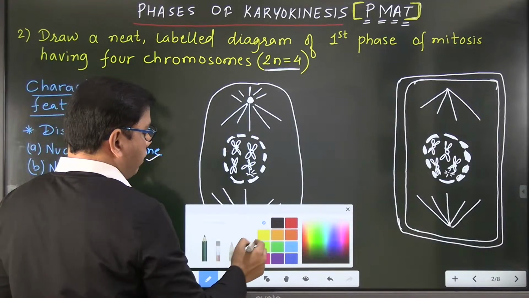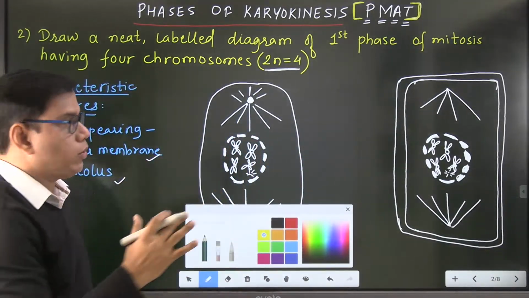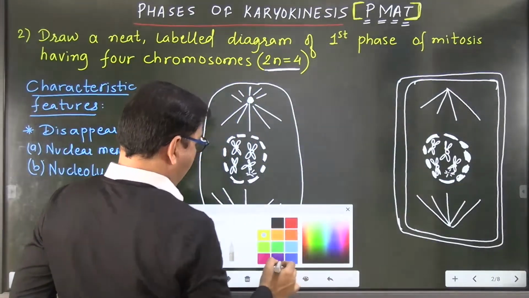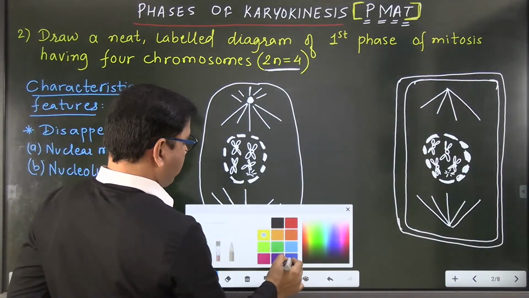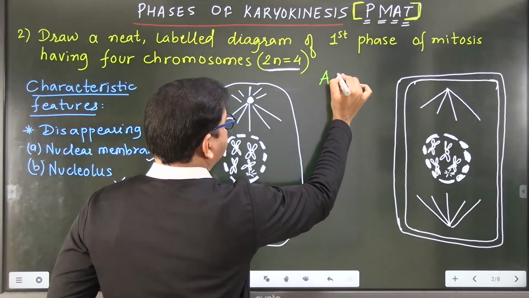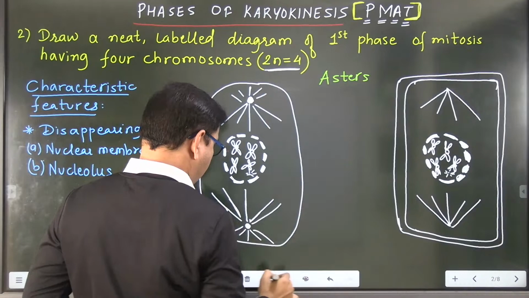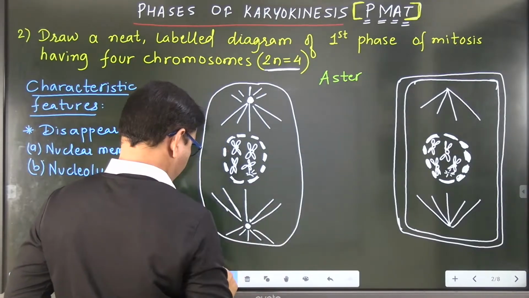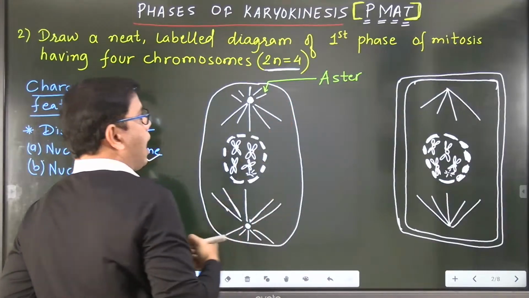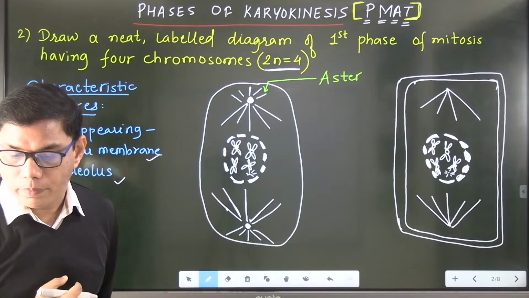Okay, let me label the parts now. First, I will label all uncommon parts, parts which only the animal cell has. One is the aster. Which color should I use? Is this color clearly visible? Aster. Should I write asters or aster? I'll write aster, single. So these backward lines are asters. First write the name and draw an arrow.